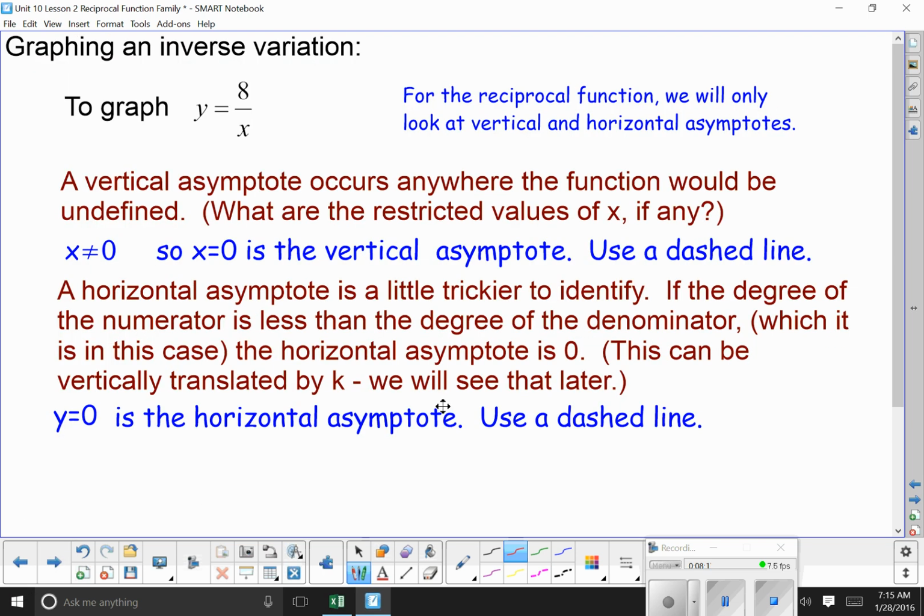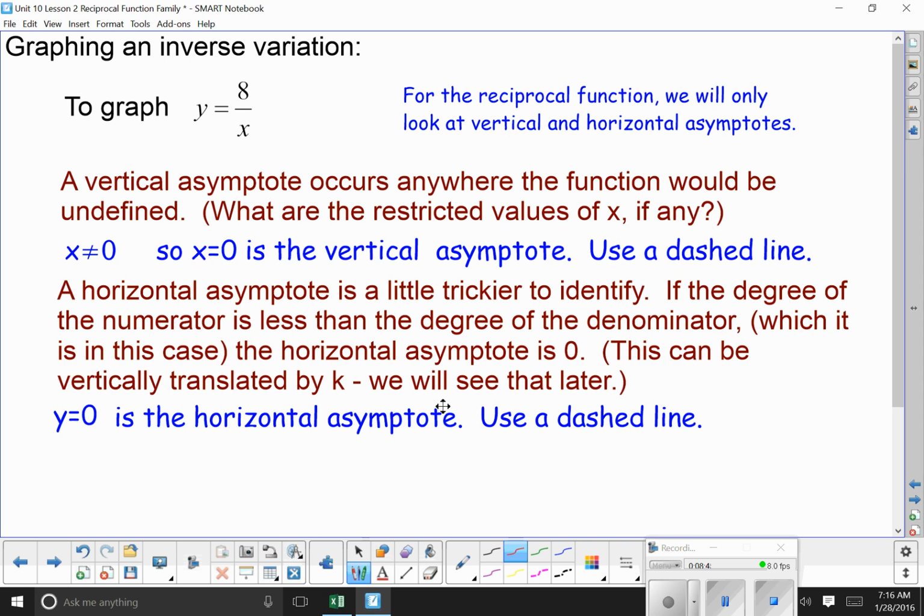Graphing and inverse variation. To graph y equals 8 over x, for the reciprocal function, we only look at the vertical and horizontal asymptotes. A reciprocal function will not have an oblique asymptote. The vertical asymptote occurs anywhere the function would be undefined. What are the restricted values of x, if any? Well, x can't be 0, so x equals 0 is the vertical asymptote. We use a dashed line.